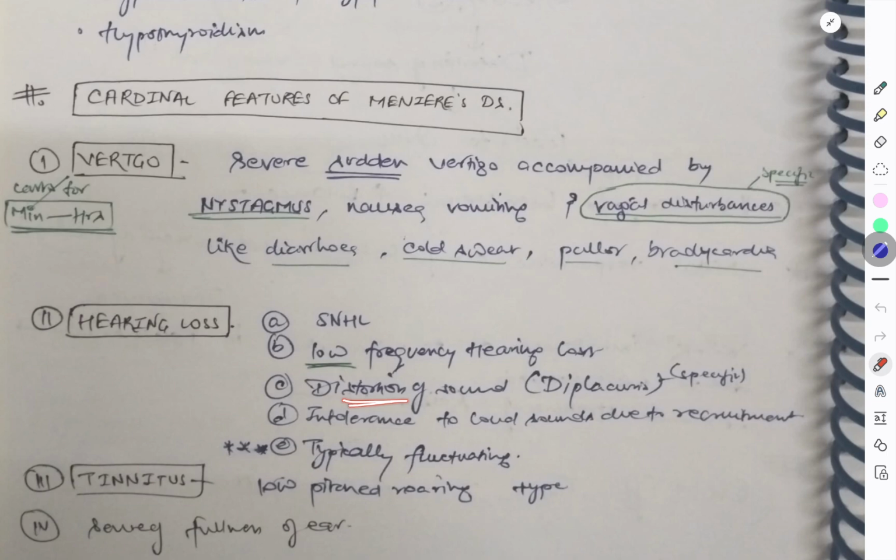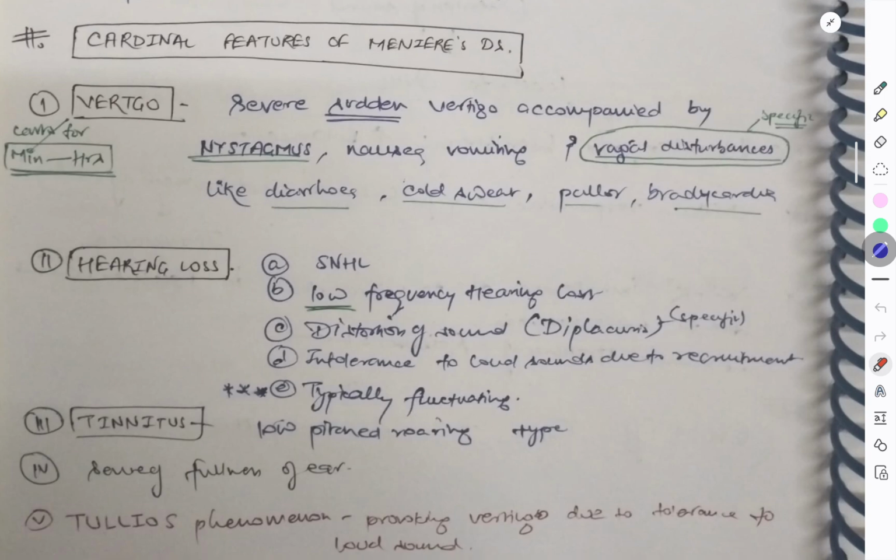And because of that, there is distortion of sound that is called diplacusis. That is a little specific to this. Intolerance to loud sounds due to recruitment. Due to recruitment, there is intolerance to loud sounds. Like a normal loud sound will be heard as very loud. And it is typically a fluctuating type of hearing loss.